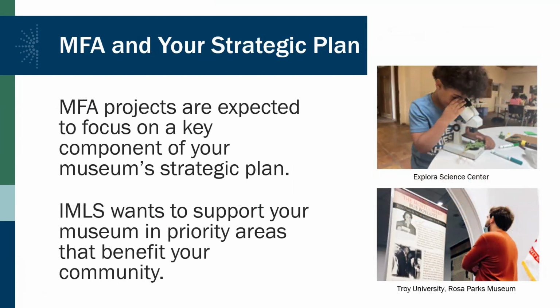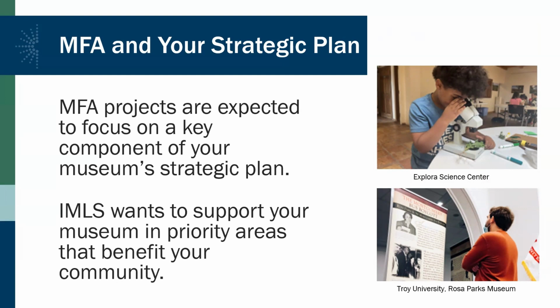MFA projects are expected to focus on a key component of your museum strategic plan. IMLS wants to help advance something that is a priority for your museum and something that will ultimately benefit your community. To help demonstrate that connection, in your grant application, we ask for a summary of your strategic plan, usually no more than 2 pages, so that reviewers will be able to understand how your proposed project's activities will further your institutional goals and objectives.